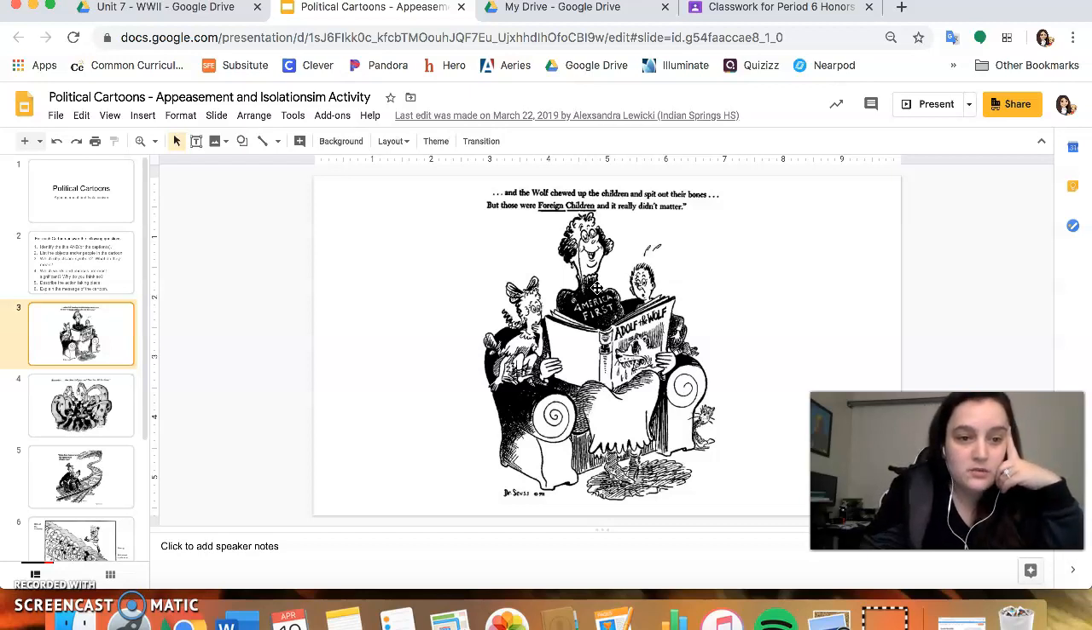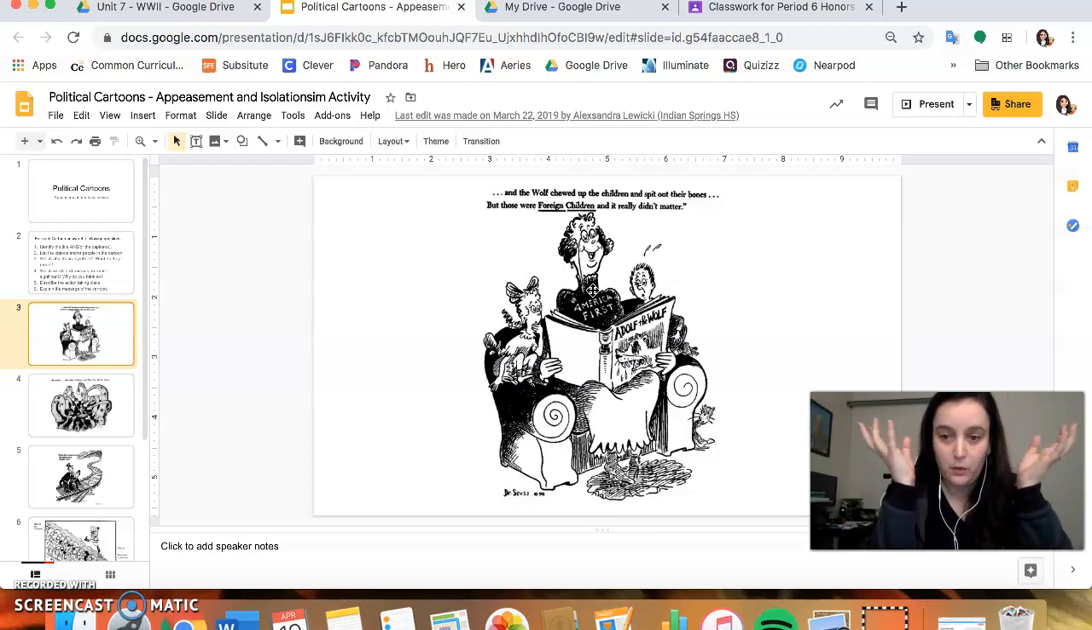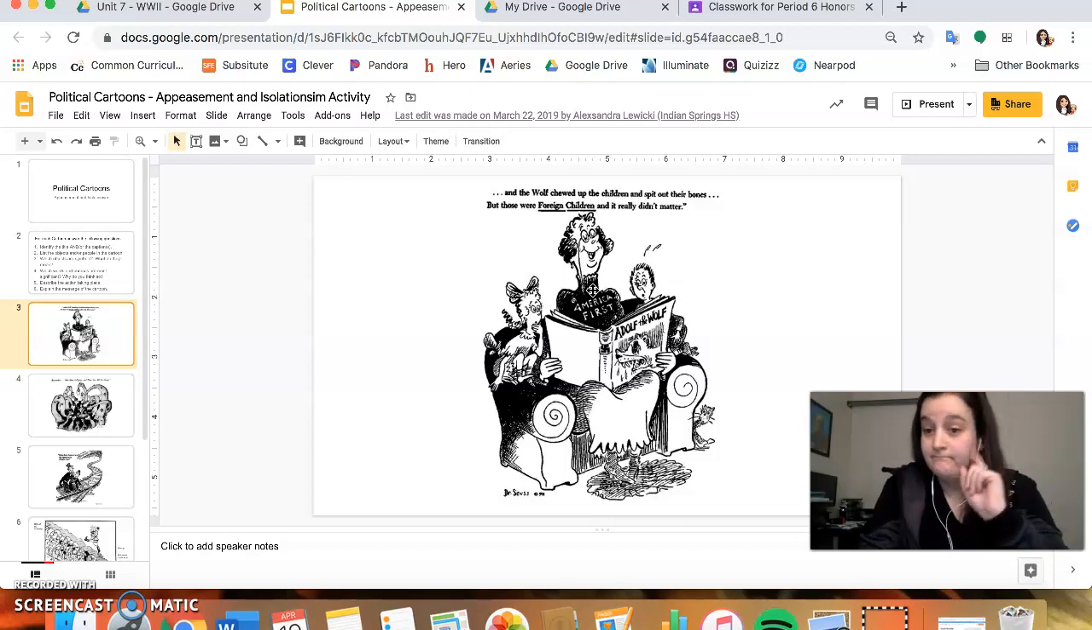What objects and symbols, what do they mean? Well, this lady represents America, thinking, oh, it's cool, I'm just going to read the book, I'm not that involved. The book states what Hitler's doing. The little kids, little minds, are like, okay. Which words and phrases are most significant and why do you think that? It's a why-do-you-think question, but answer it logically.